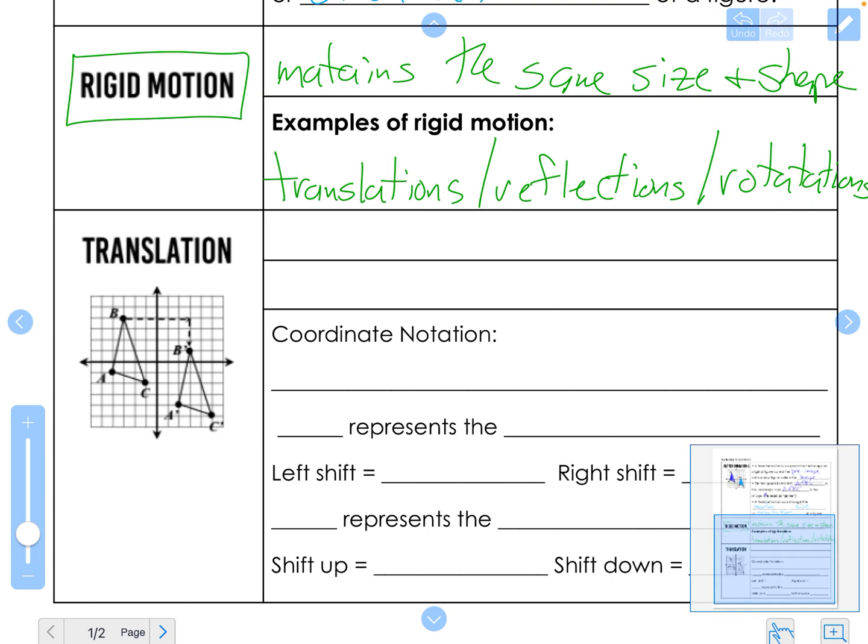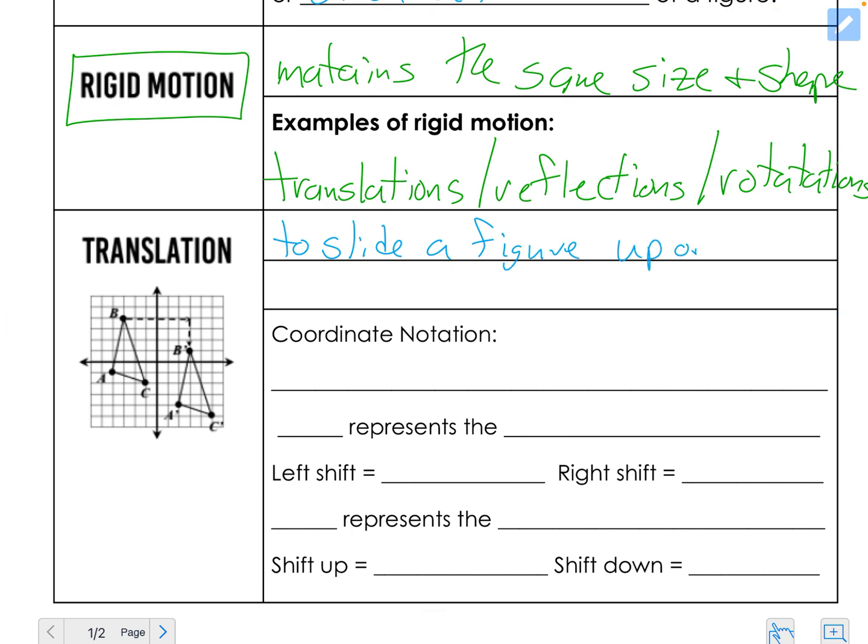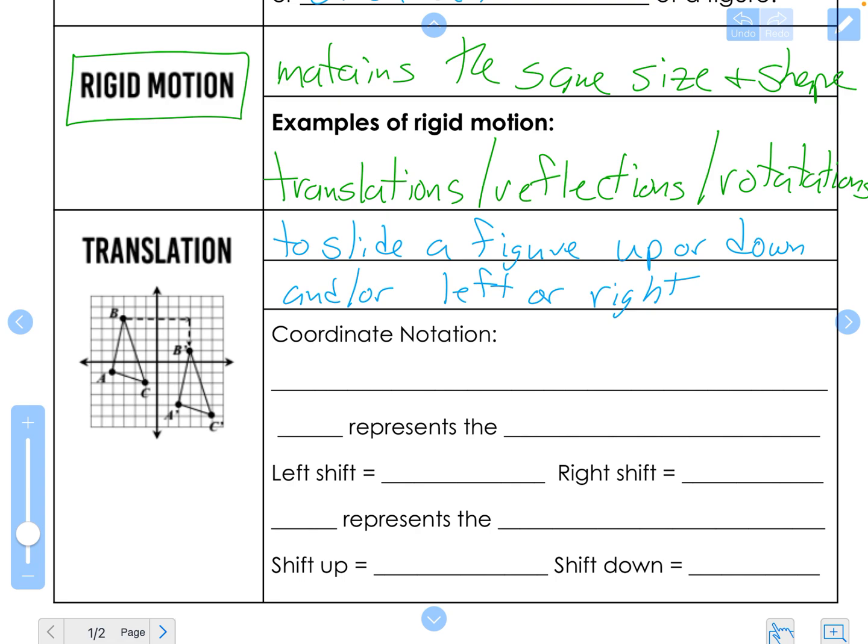So today our main focus is going to be on translations. A translation means to slide a figure up or down, and or left or right. And left or right is also side to side.